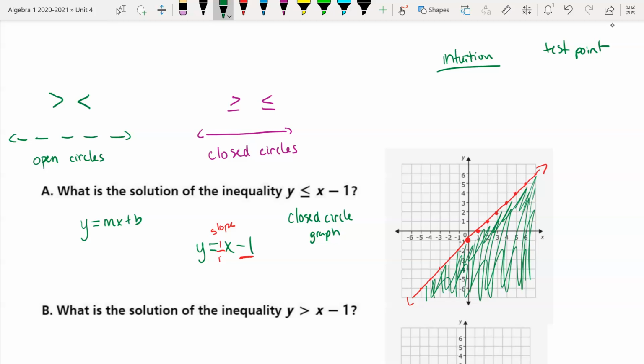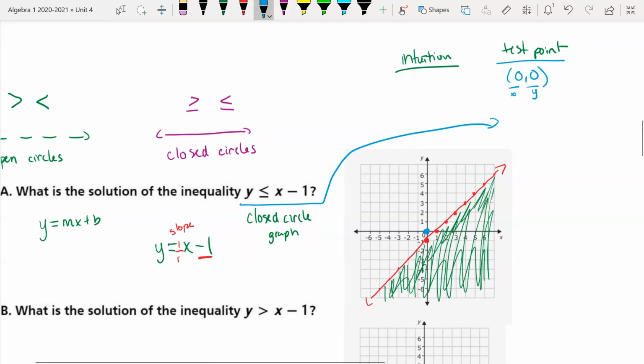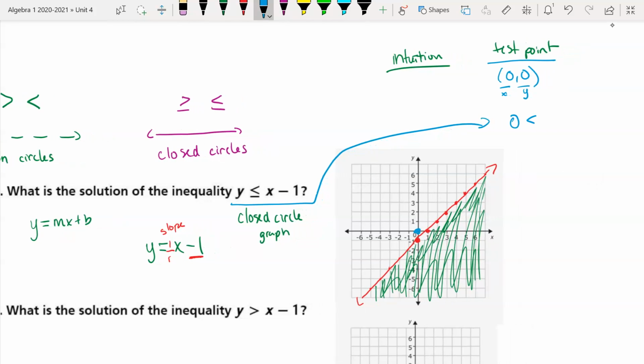Now, if you're unsure and you can't use intuition, you can always use a test point. The most common test point we use is 0, 0, which is right here. So I'm going to plug that into my equation and see if it works. So 0 is my x and my y. I'm going to rewrite my equation using those coordinates. So 0 less than or equal to 0 minus 1. Well, that would say 0 is less than or equal to -1. So now you have to ask yourself, is 0 less than or equal to -1? Well, in this case, that would be no.